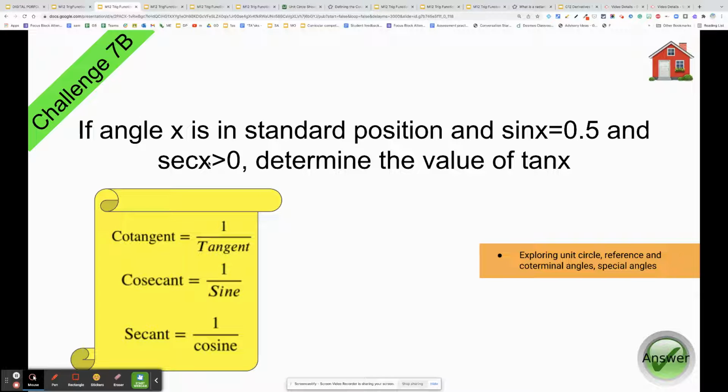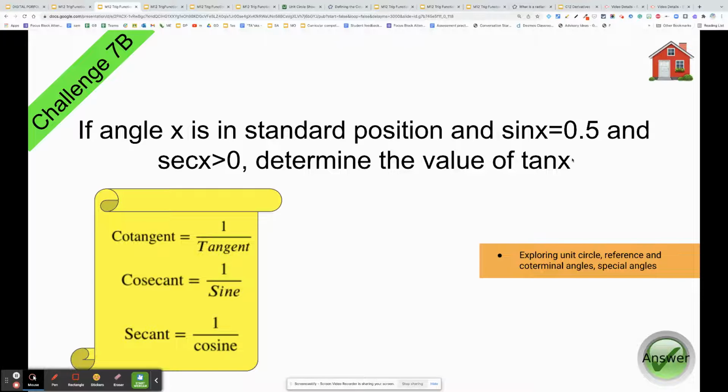Secant is bigger than 0, which means we must be talking about quadrant 1 and 4. And sine is positive, so that must mean we need to be in 1 or 2. So we have to be in quadrant 1. We know that the side lengths of this would be 1 over 2, and we can use that to determine the other pieces needed to find the tan value, which is going to be 1 over root 3. Okay, so we can use that information there.